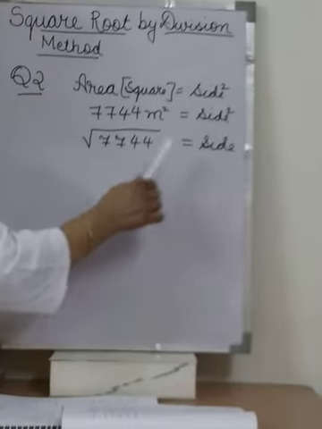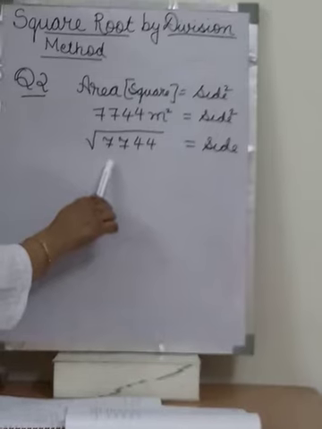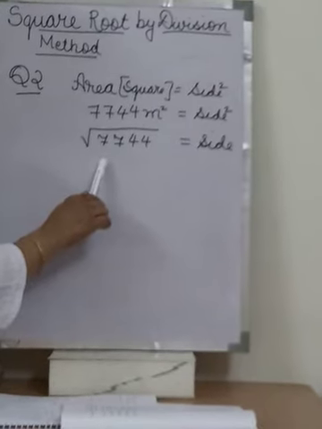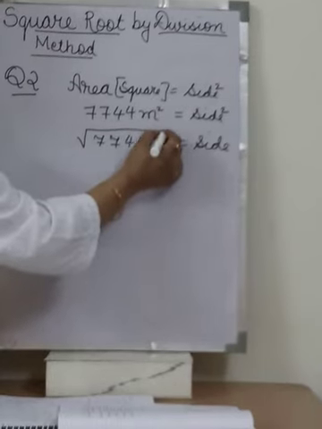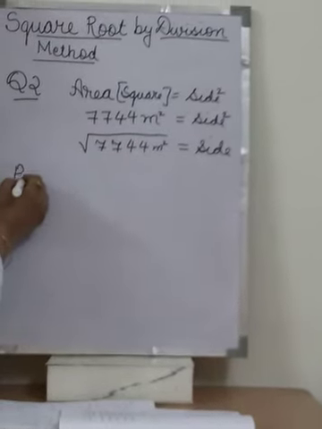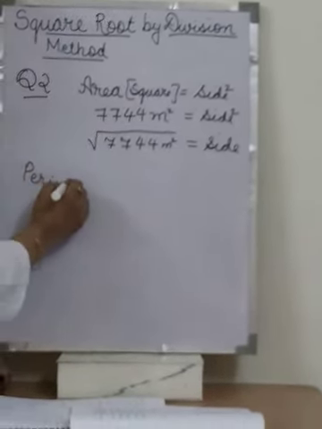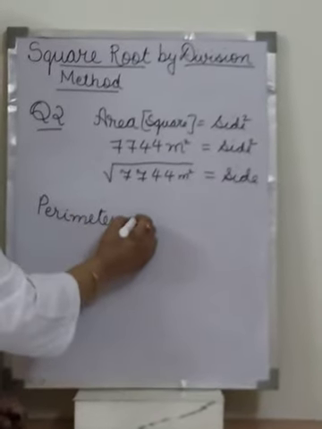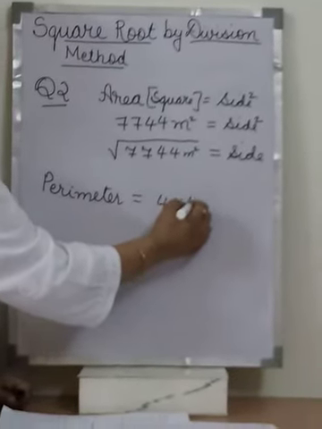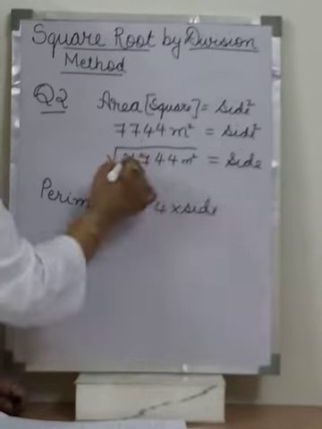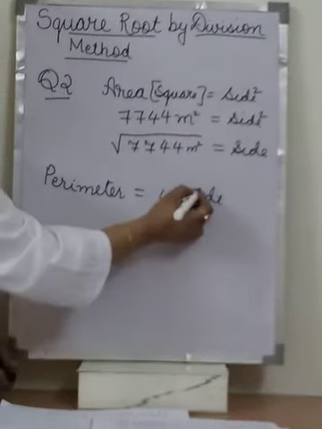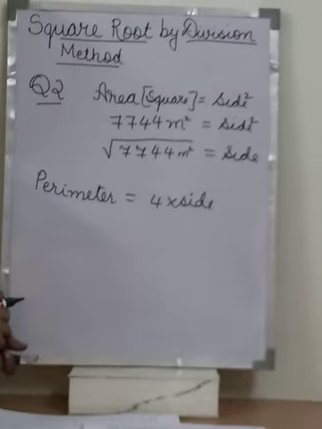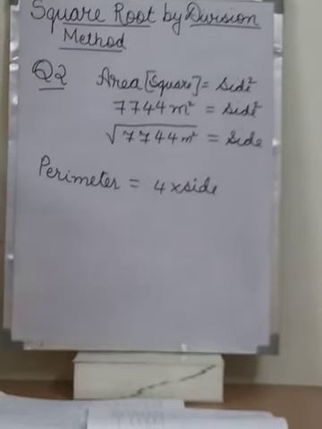So you have to get the side, the square root of 7744. Then you will get the side. The moment you get the side, you can find the perimeter. Perimeter is equal to 4 into side. So you have to find the square root of 7744 and then multiply it with 4 to get the perimeter. Okay children, do it now.